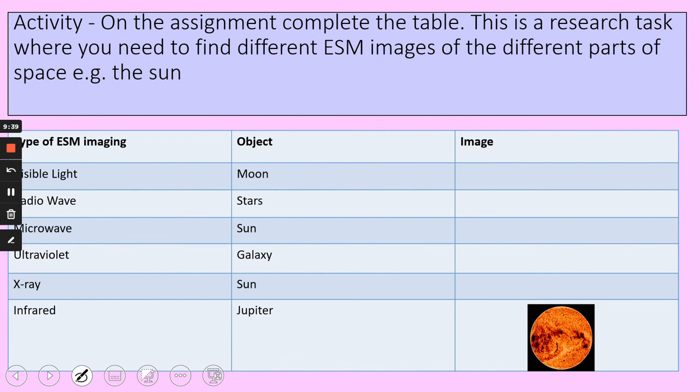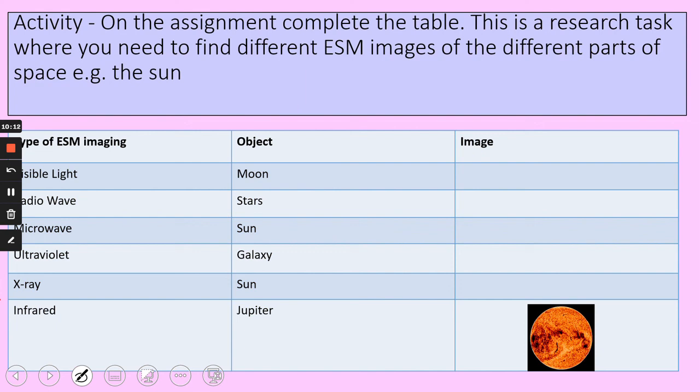Okay, so we now have an activity for you to do. On the assignment, you need to complete the table. This is a research task where you need to find different EMS images of the different parts of space. For example, the Sun. In this column, we have the types of EMS imaging: visible light, radio waves, microwaves, ultraviolet, X-rays and infrared. And then I've given you different objects to research: the moon, stars, sun, galaxy, sun again, and Jupiter.